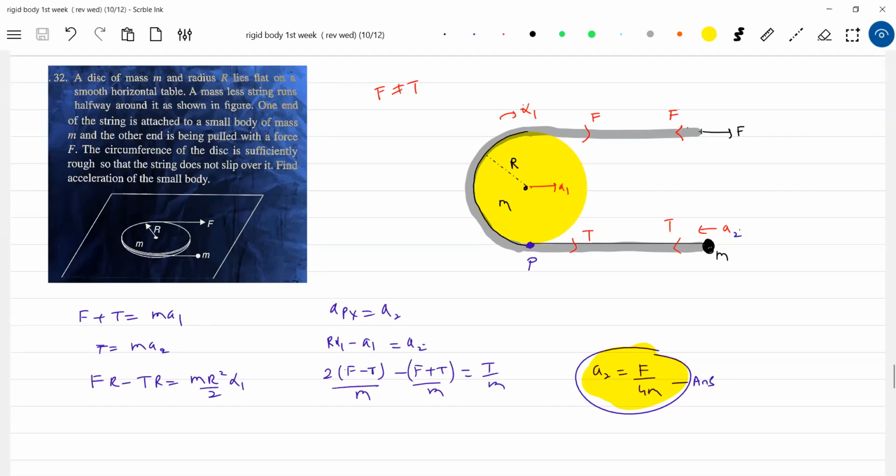Okay, I made corrections here, no? This is where I made the correction.